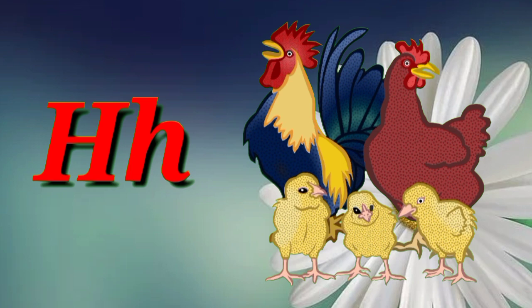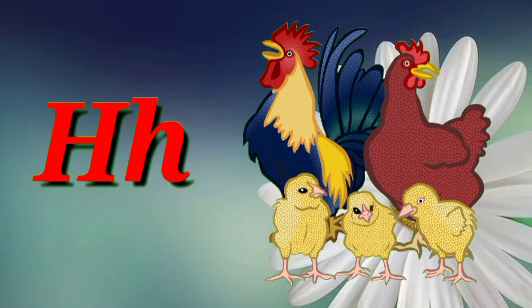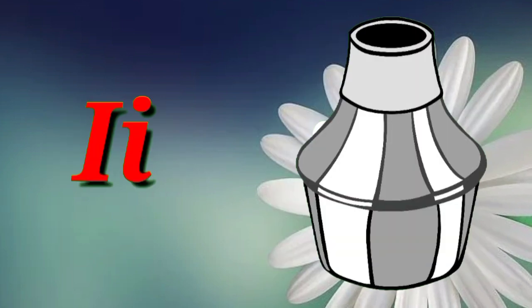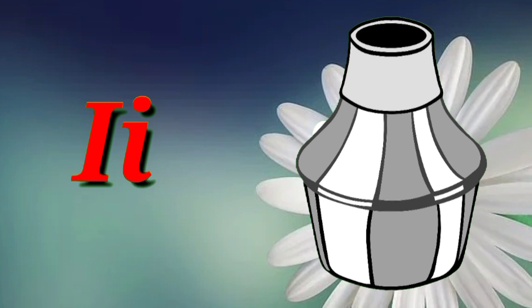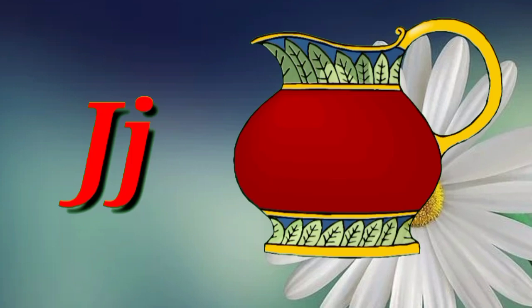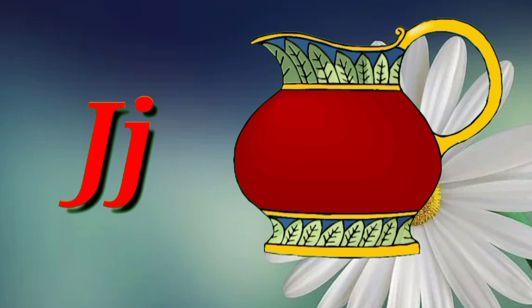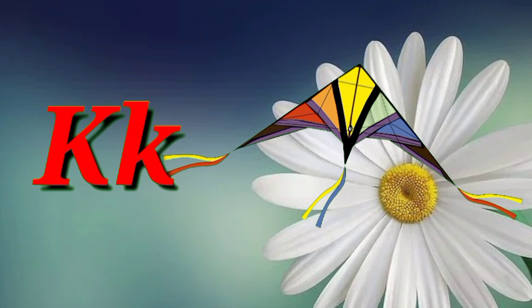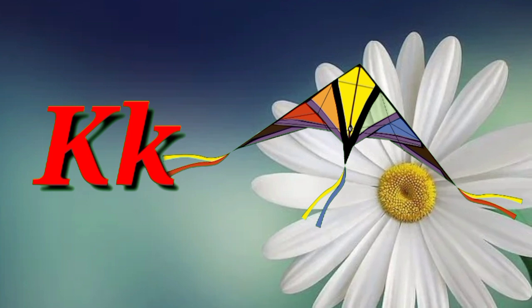H, H for hen. I, I for ink pot. J, J for jug. K, K for kite.